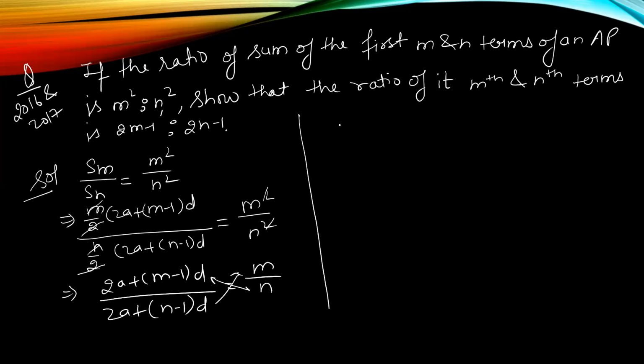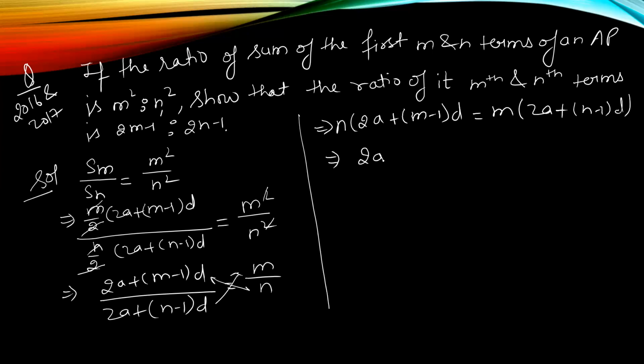We get n[2a plus (m minus 1)d] equals m[2a plus (n minus 1)d]. Further solving it, we get 2amn plus mnd minus md equals 2an plus mnd minus nd. This is nd.